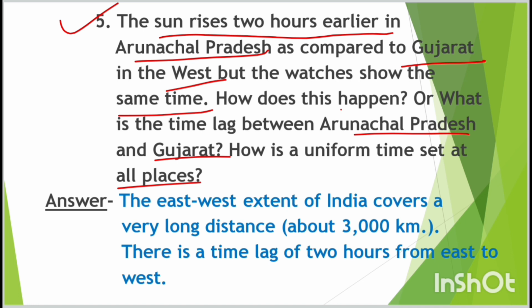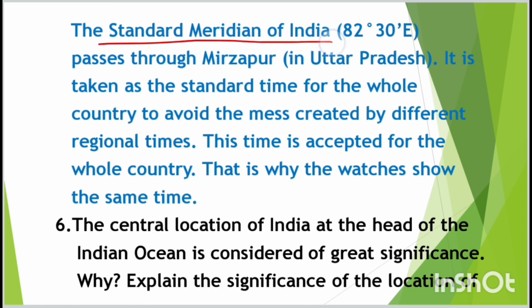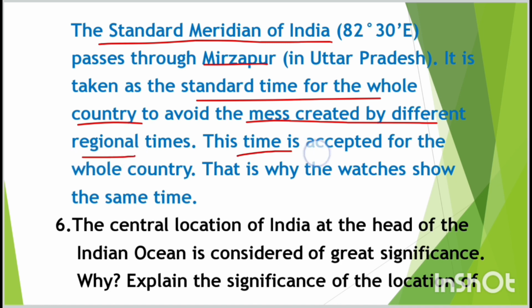Answer. The east-west extent of India covers a very long distance, about 3,000 km. There is a time lag of 2 hours from east to west. The standard meridian of India, 82 degrees 30 minutes east, passes through Mirzapur in Uttar Pradesh. It is taken as the standard time of the whole country to avoid the mess created by different regional times. This time is accepted for the whole country. That is why watches show the same time.